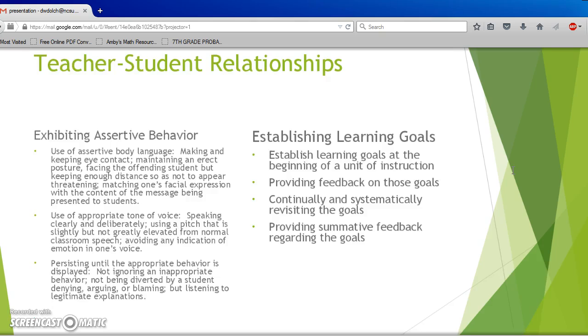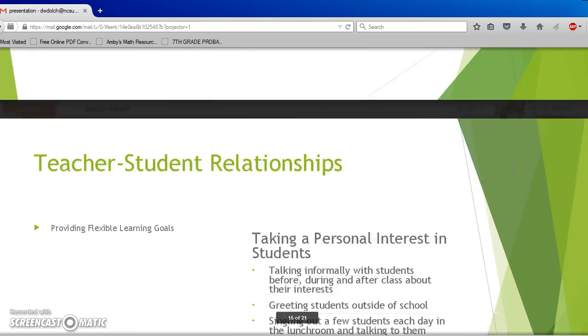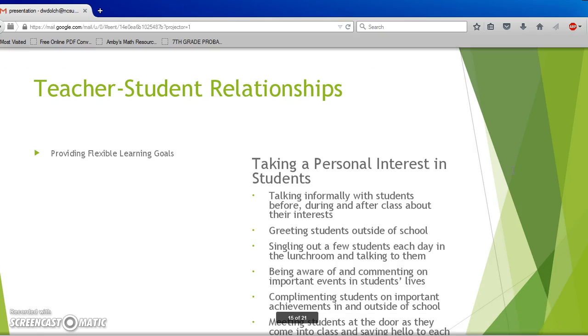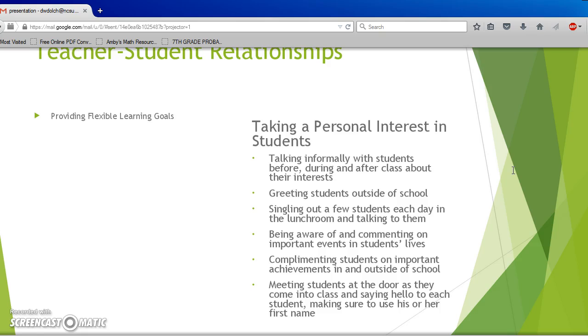You can also, with teacher-student relationships, a part of this is establishing learning goals. Establish learning goals at the beginning of the unit of instruction, providing feedback on those goals, continually and systematically revisiting the goals, providing summative feedback regarding the goals. Also, providing flexible learning goals as part of teacher-student relationships. Taking a personal interest in students is part of this as well.